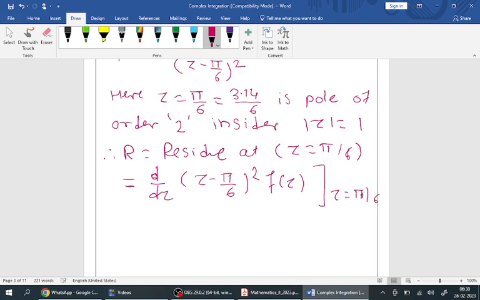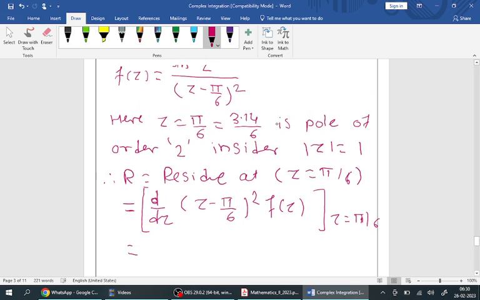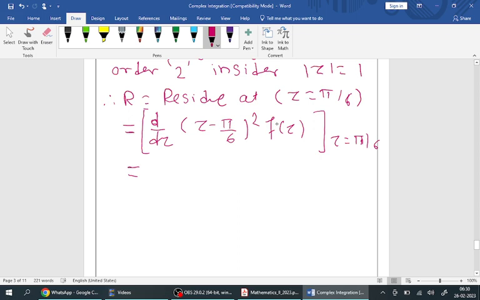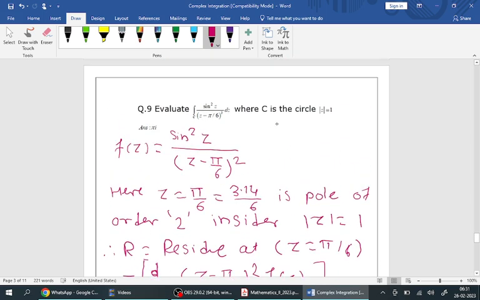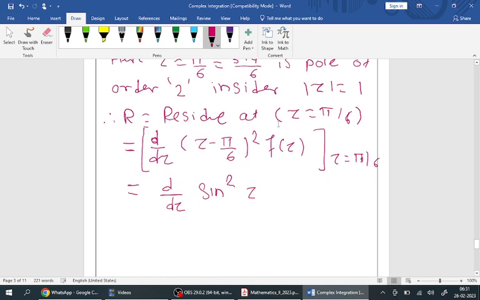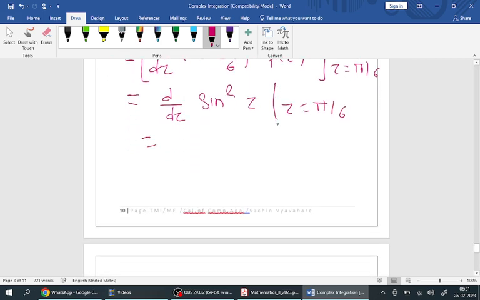If we cancel out this (z minus pi by 6) square factor, we are left with the numerator only, which is sine square z. So it is d by dz of sine square z at z equal to pi by 6. The derivative of sine square z, obviously, derivative of x square is 2x, so 2 sine z into the derivative of sine z, which is cos z. That is sine 2z, at z equal to pi by 6.